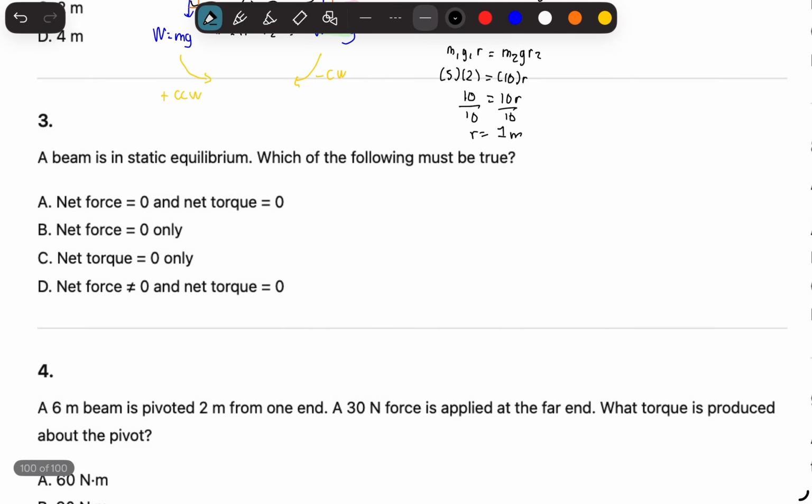A beam is in static equilibrium. Which of the following must be true? When you have static equilibrium, you have the summation of forces is equal to 0, and you have the summation of torque is equal to 0.